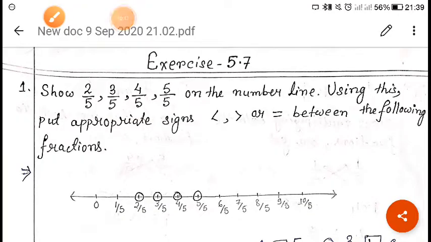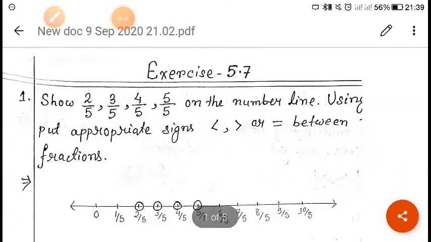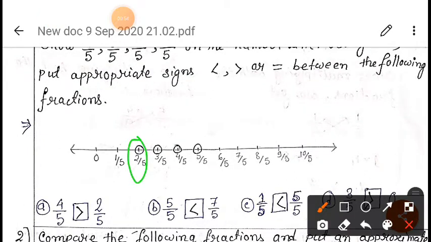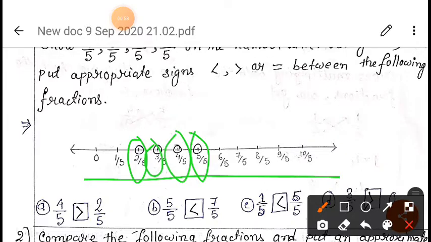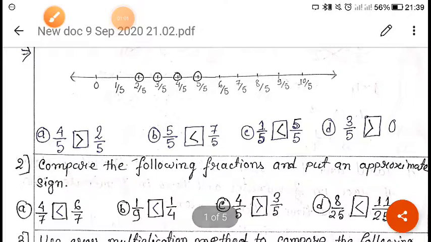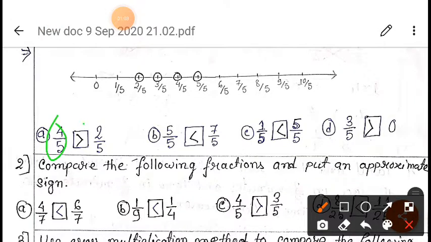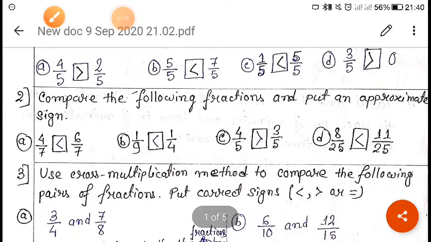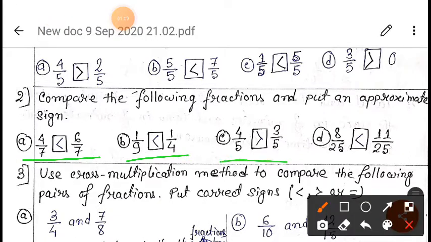As you can see, I have already shown here how to represent it on the number line. You can see 2 by 5, 3 by 5, 4 by 5, 5 by 5, so you can note it down from here. Now which one is bigger from these two? This one is greater, and here also this one is greater. Next is also the same: we have to compare the fractions and put the appropriate sign. As you can see, I've already done it for you.